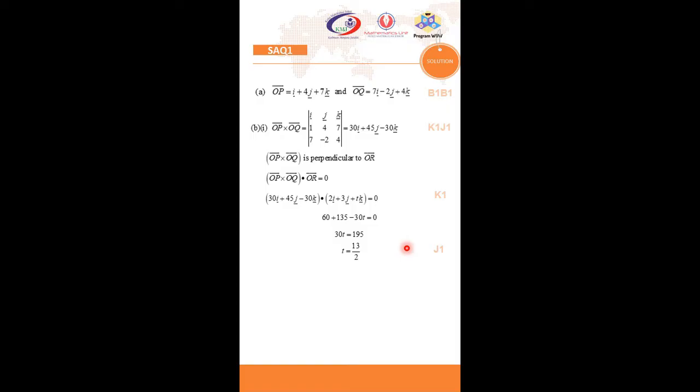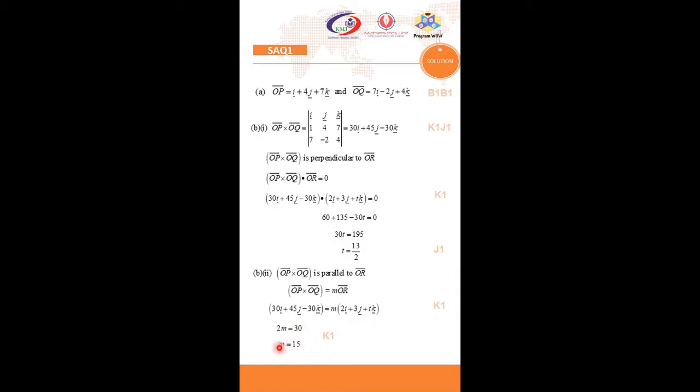And then for B2, in this case, the cross product is parallel to OR. So if it is parallel, it is related by a constant M here. Okay, so we equate like this, and then we compare to find the value of M. So we equate with the constant M here, we get 1 mark.